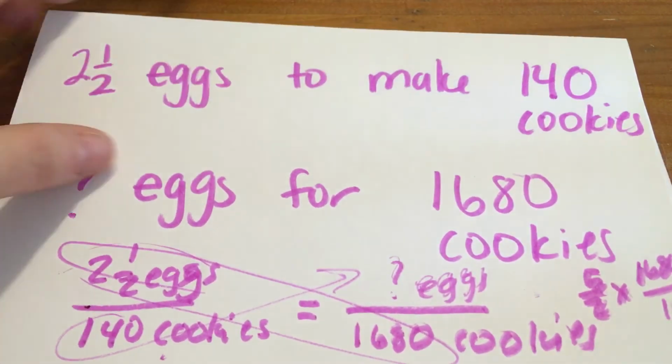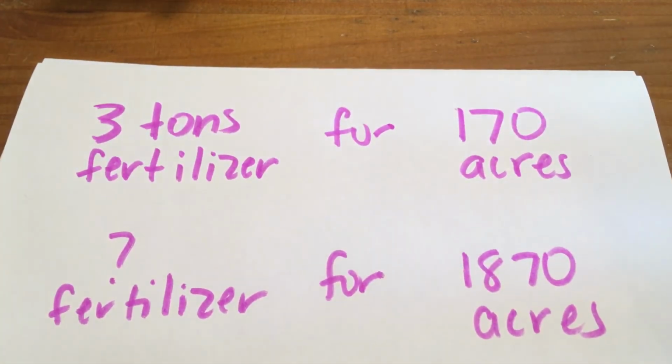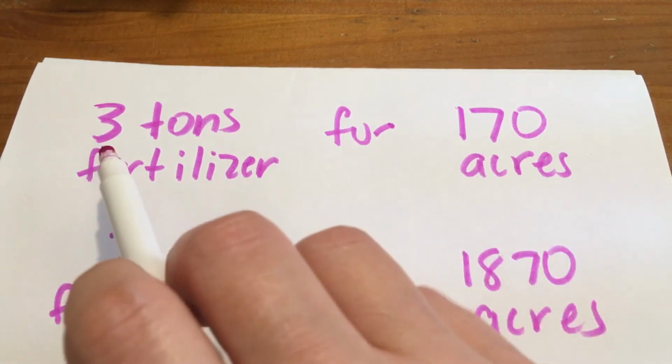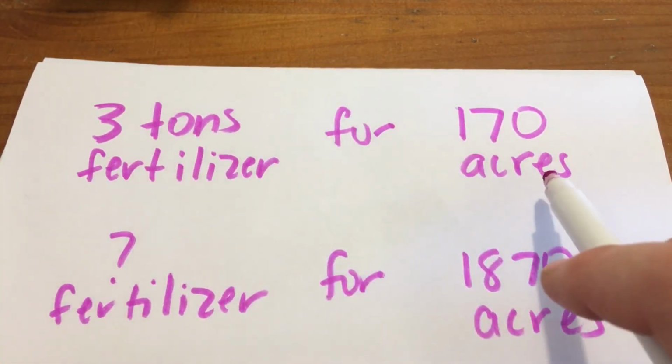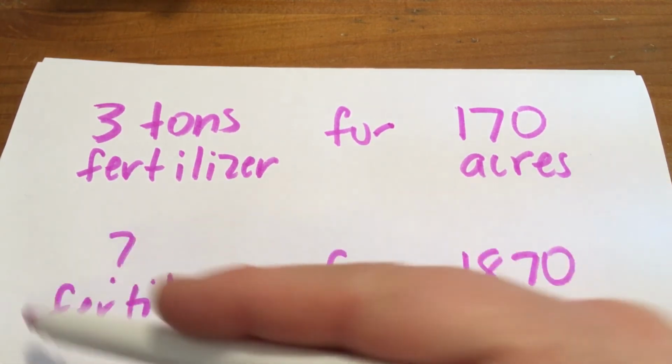Let's do the one more example that they give us. And let's set that up. Then they say it takes 3 tons of fertilizer to fertilize 170 acres. So that takes 3 tons of fertilizer for 170 acres of land. Farmer Brown wants to fertilize 1,870 acres of land. How many tons of fertilizer does Brown need? So this is what he wants to fertilize. How much fertilizer will he need?